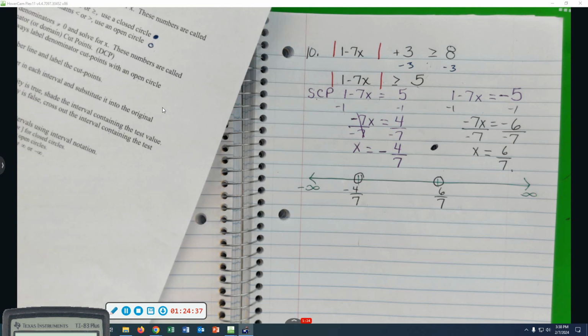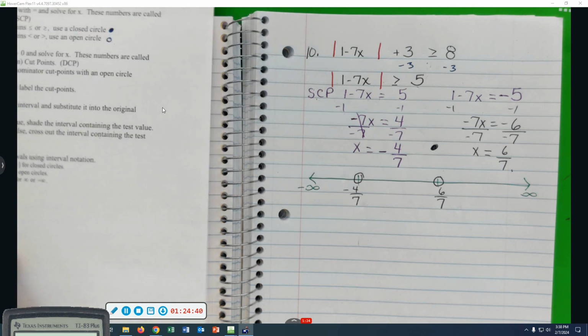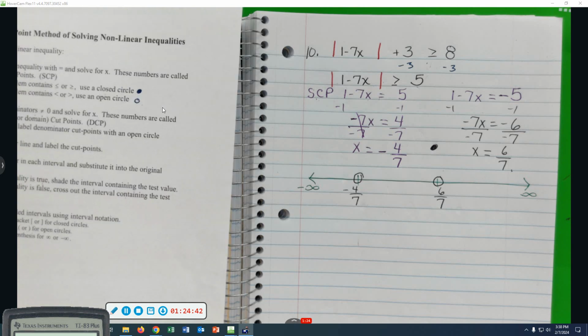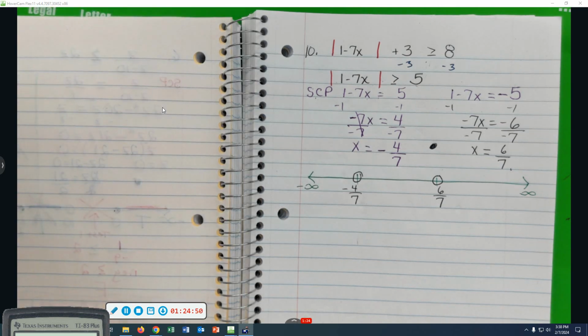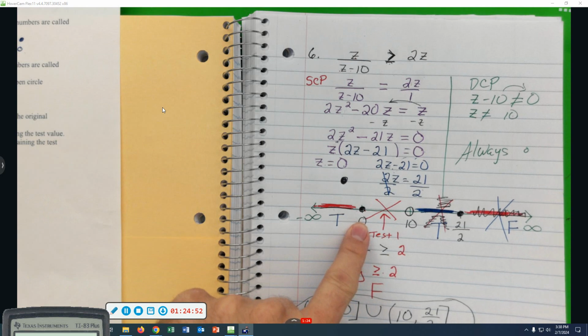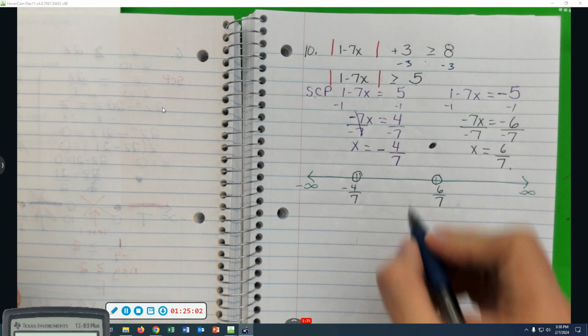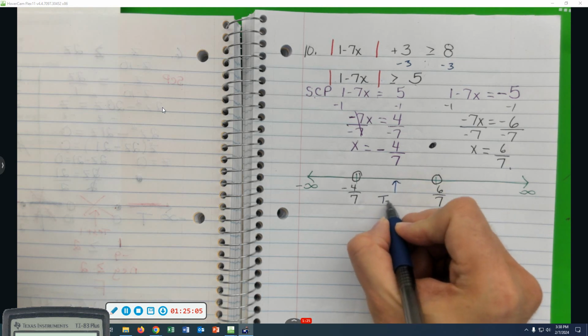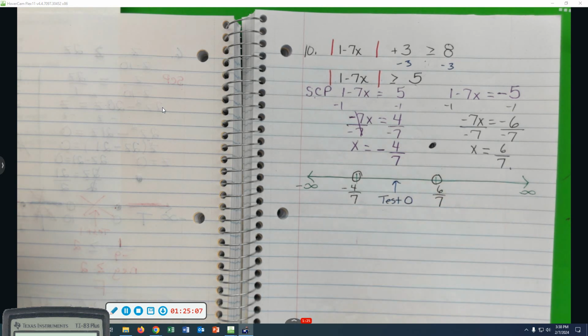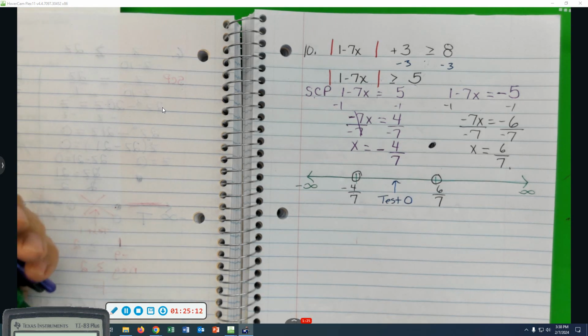It's going to alternate. There is no factoring or repeated factors anywhere. So what number am I going to test? Can I test 0? Yes. Like on number 9, I couldn't test 0 because it was a cut point. But here I can test 0. Where would 0 lie? In the middle, always between a negative and a positive. So this is the interval that I'm going to test. And depending on whether it's true or false, I'll either shade it or cross it out, and then I'll do the opposite to the other ones.